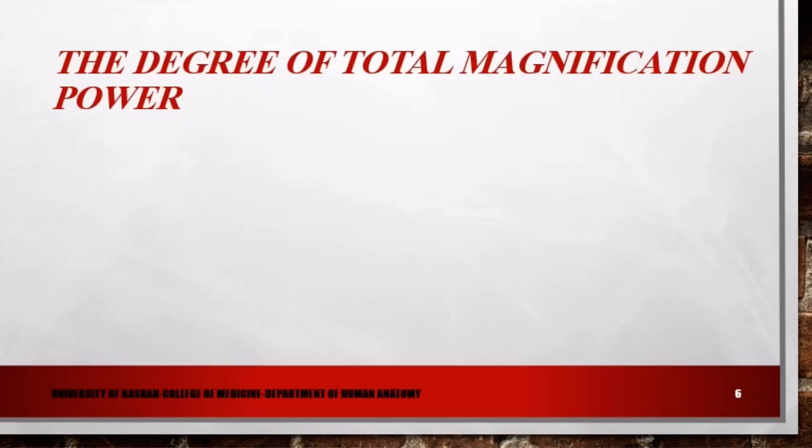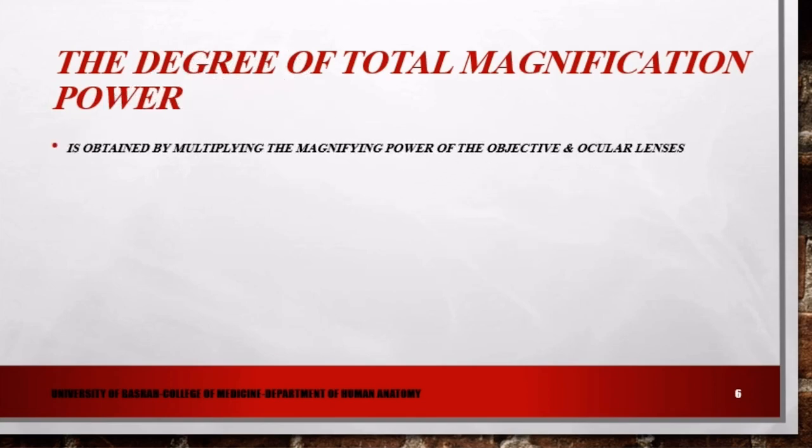How to calculate the total magnification power? The total magnification power is obtained by multiplying the magnifying power of the objective and ocular lenses.